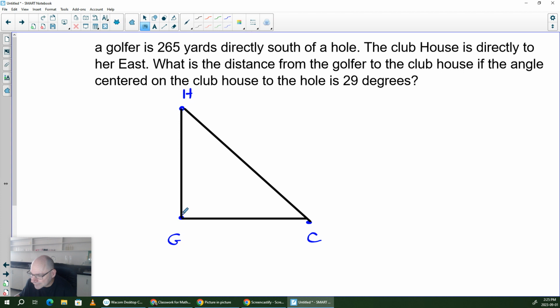Because she's directly south of this hole, and then she looks directly to the east and sees the clubhouse there. Now it says the golfer is 265 yards directly south of the hole. If the angle centered on the clubhouse to the hole is 29 degrees. So centered on the clubhouse, 29 degrees. There we go.